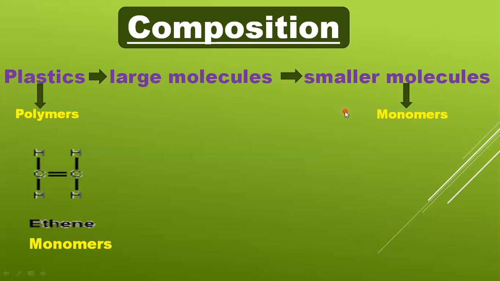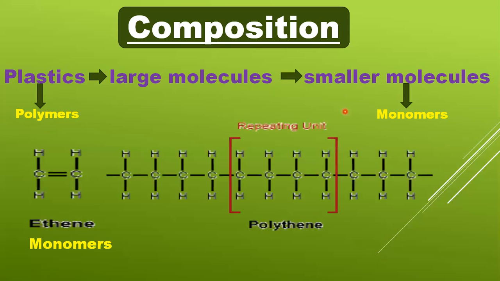Now come towards the example. For example, we have ethene. Ethene is a monomer. So when many units of ethene join together, they form polythene. Polythene is a polymer.